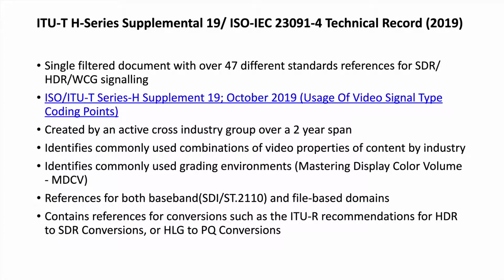Again, it already has lots of experts from the different domains of content and provides a place to add additional information in the future. The advantage of this document is that it provides a more restricted set of the video property combinations, and this set is those used by the industry, so it reduces down to about 10 to 12 combinations. Additionally, it provides a common set of grading environments used in the industry as well.